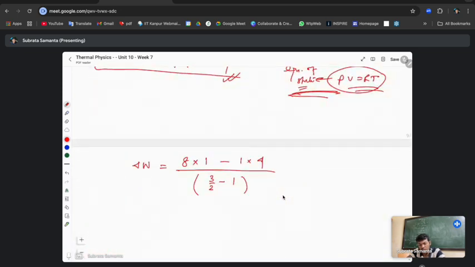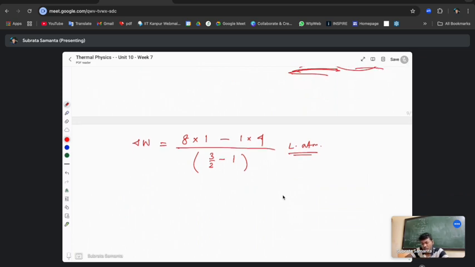Now let's take the unit. Gamma is unitless, right? So the denominator has no unit. The numerator is basically liter atm, since volume is in liter and pressure is in atm. So this is 4 divided by 3 by 2 minus 1, which is half, so this is 8 liter atm, right?